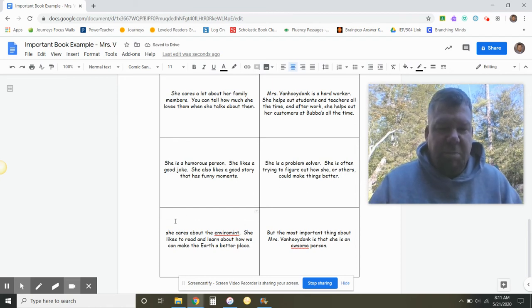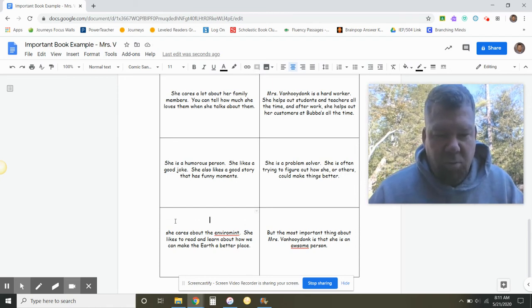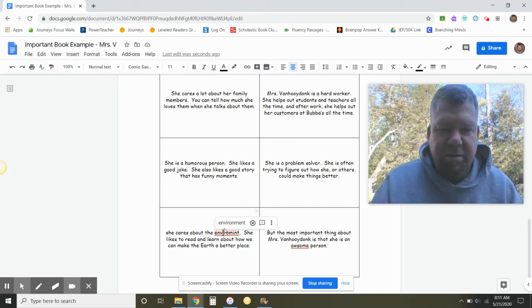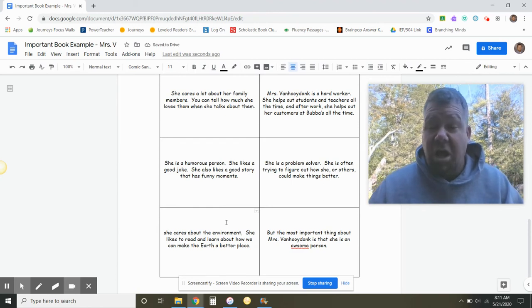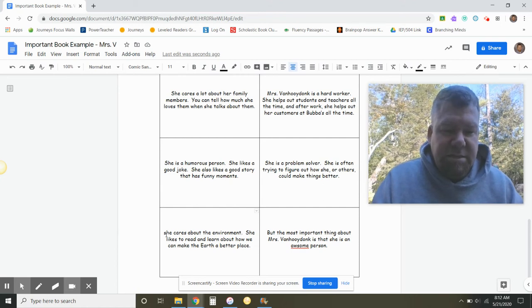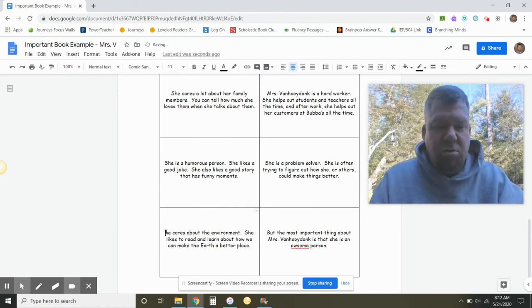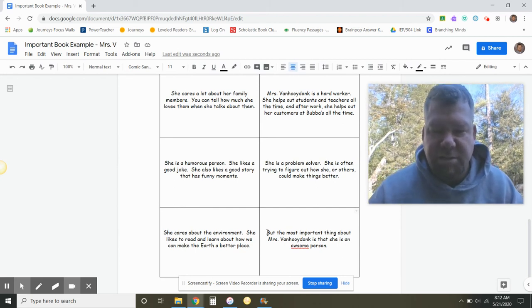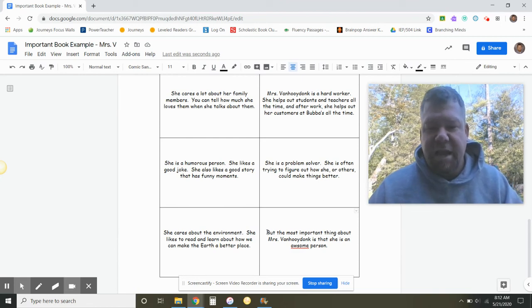Moving on to the seventh box. She cares about the environment. She likes to read and learn about how we can make the earth a better place. Well, I see a big red squiggly line standing out, so to me, again, that shows that I have misspelled something. I'll click on it. There's the actual word environment and how you spell it. However, there's something else here that's not underlined in any way, and yet it is incorrect. And that again is this sentence has not been capitalized. So she cares about the environment. There we go. She is capitalized because it's a word at the beginning of a sentence.